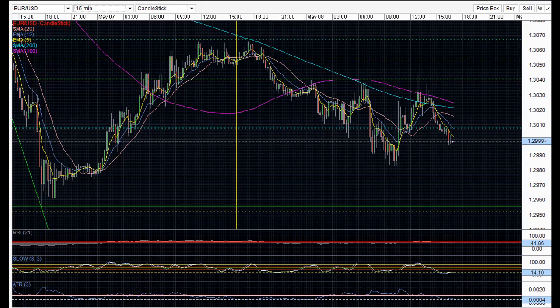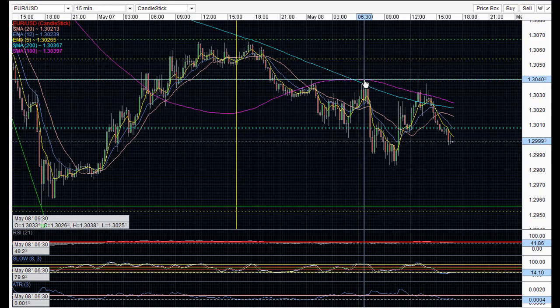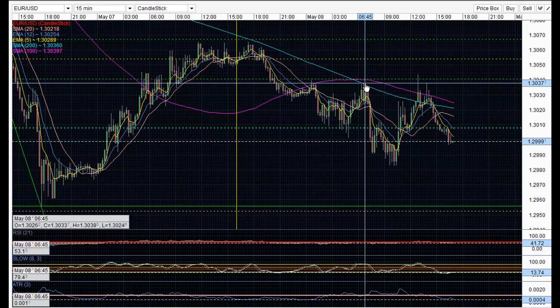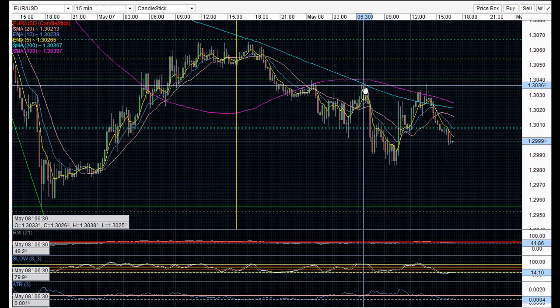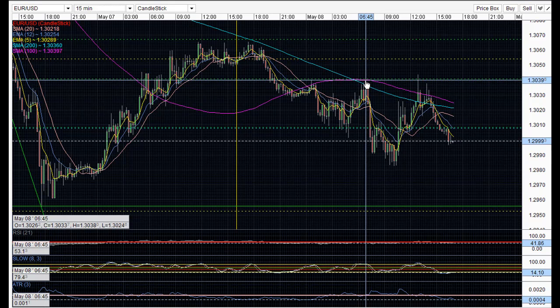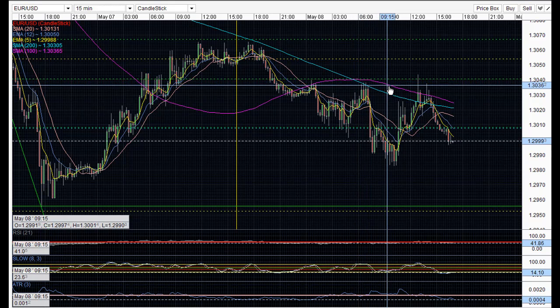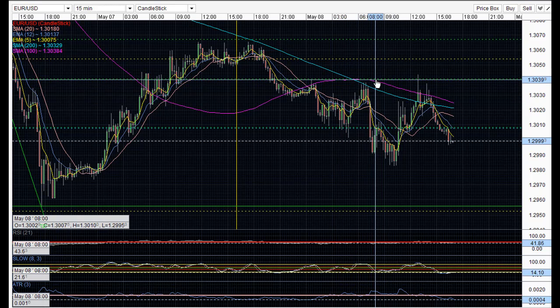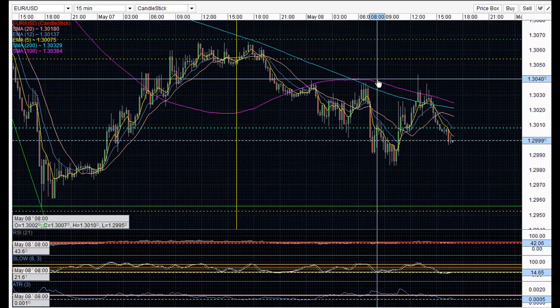As you can see, a few times it served as resistance on our chart. So if I was in front of my platform around this time, this would have been a good opportunity for me to go short, because not only is it where my 100 SMA line is, showing it as resistance, but it was also our 38.2% Fibonacci retracement level.